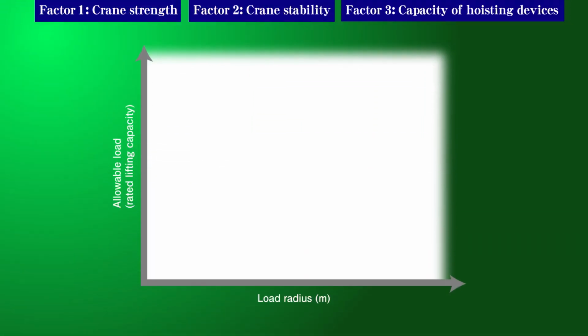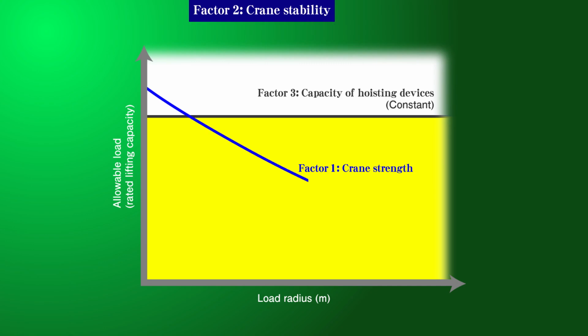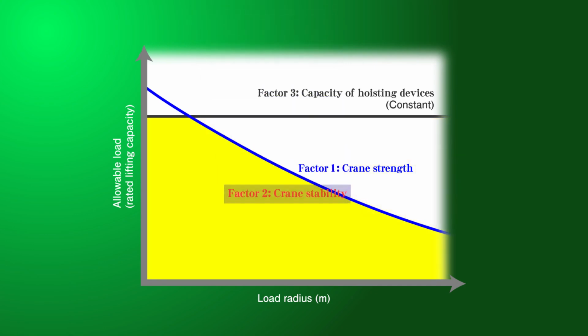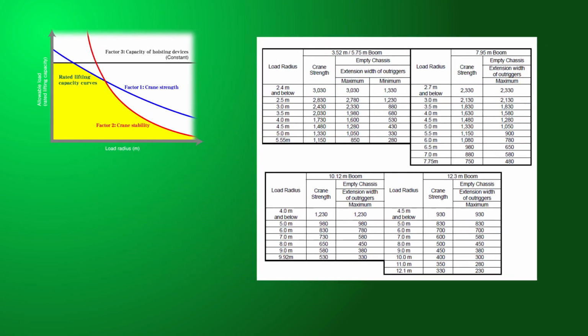The capacity of a truck-mounted crane is determined by these 3 factors: capacity of the hoisting devices, crane strength, crane stability. The yellow highlighted area indicates the empty chassis rated capacity, which is determined from the combination of these 3 factors. The rated capacity table shows the maximum load for each condition of boom length, working radius, and outrigger extension width.